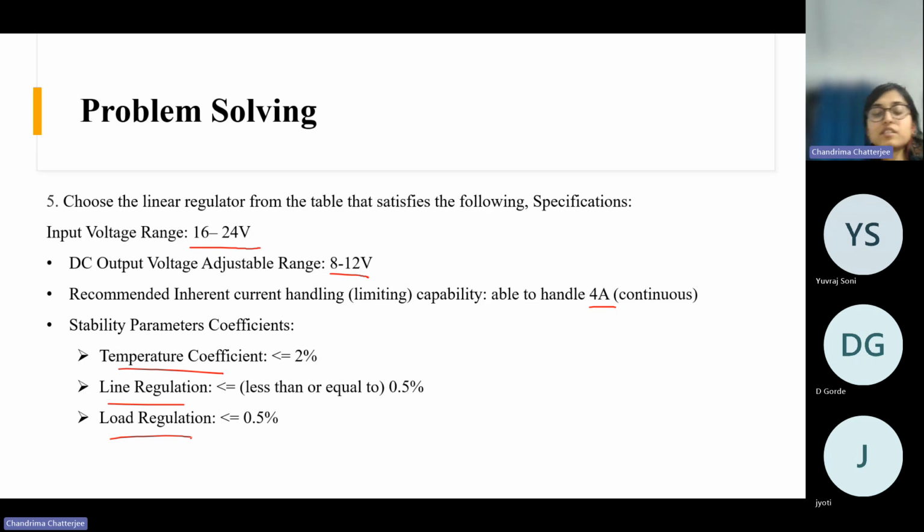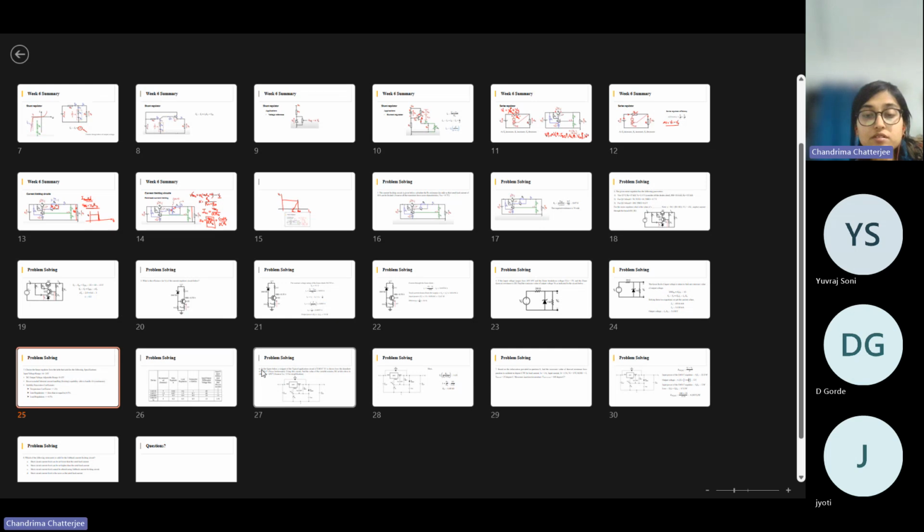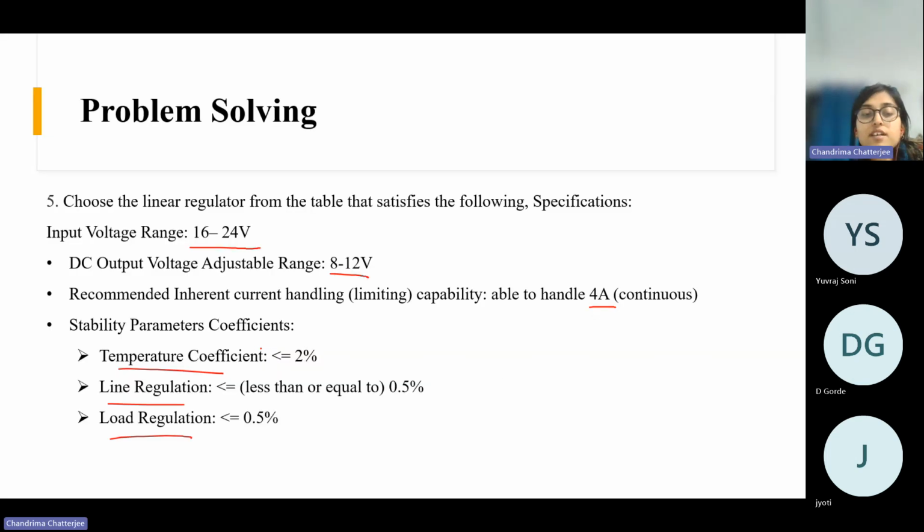So here, let me just tell you, there are certain performance parameters that we define for a linear regulator. Among them, there are line regulation, load regulation, and temperature regulation. You can refer to Umanand sir's lecture for more details about the regulations. But these are the performance parameters.